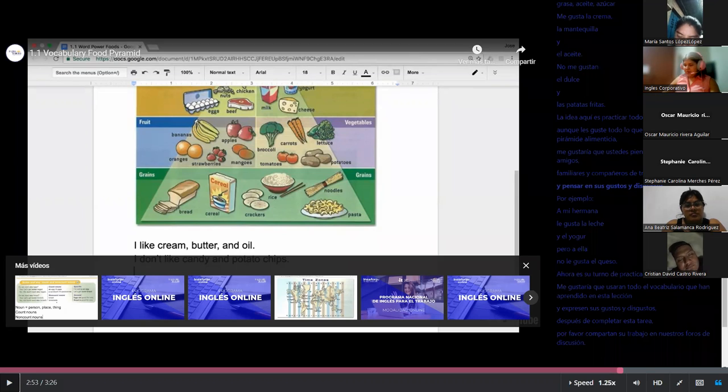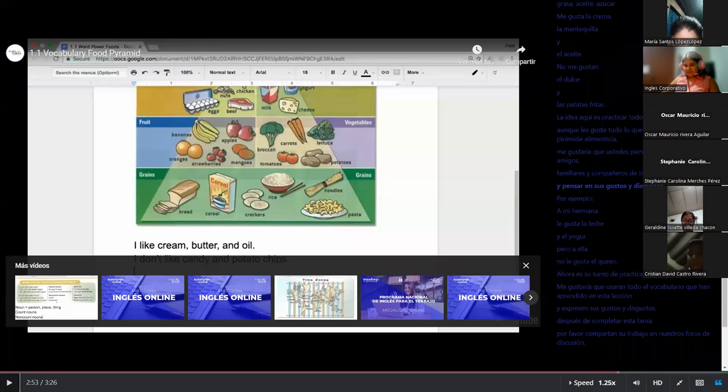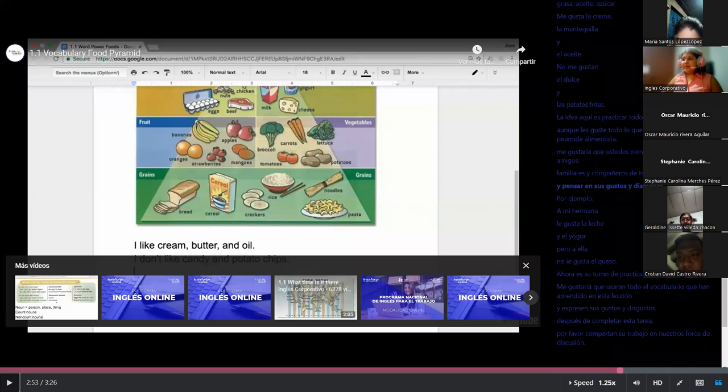I will give you 3 minutes, okay? Para que escriban en su cuaderno lo que les gusta, lo que no les gusta. Okay, if I ask you, what do you eat in your breakfast? You will be able to tell me what you eat in your breakfast. Okay? You have 3 minutes to write it in your notebook.